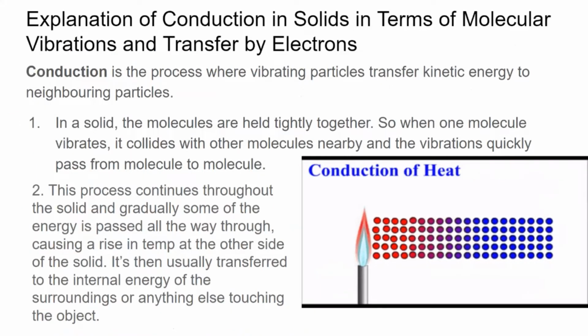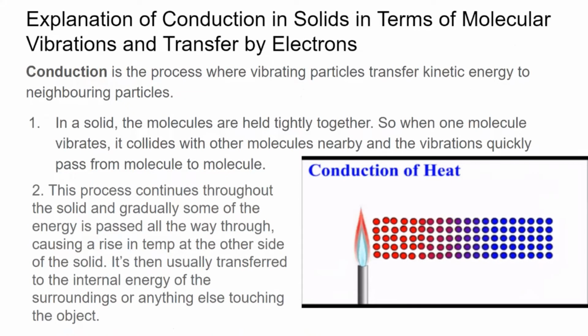Explanation of conduction in solids in terms of molecular vibrations and transfer by electrons. Conduction is the process where vibrating particles transfer kinetic energy to neighboring particles. In a solid, the molecules are held tightly together, so when one molecule vibrates, it collides with other molecules nearby, and the vibration quickly passes from molecule to molecule.